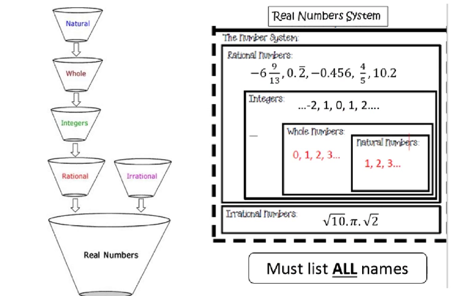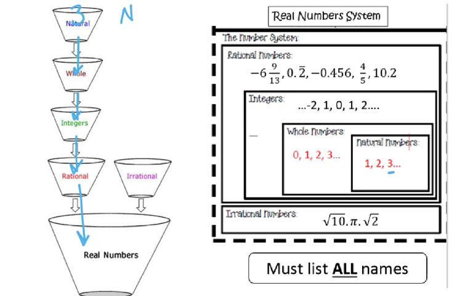So you can think of these categories like funnels. Let's start off with a natural number. Let's start off with 3. If I drop a 3 in this natural number funnel, it's going to fall all the way down. It's going to go through the whole numbers, through the integers, through the rational numbers, and through the real numbers. So those are all the names for 3.